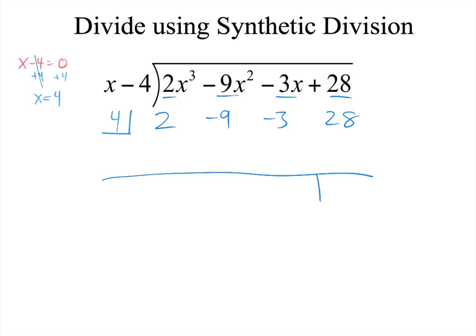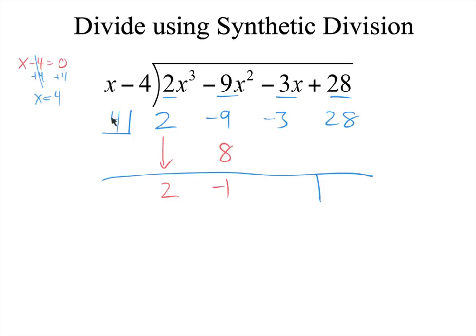What I do now is I bring down the 2. All right, next, I multiply 4 times 2 and put it right underneath there. So 4 times 2 is 8. Then I add down and I get negative 1. So again, I multiplied 4 times 2, put it here, added down.